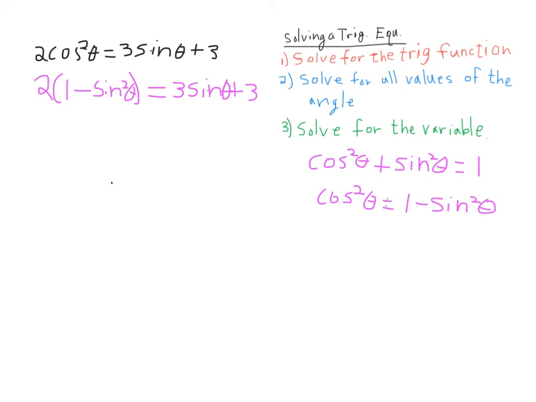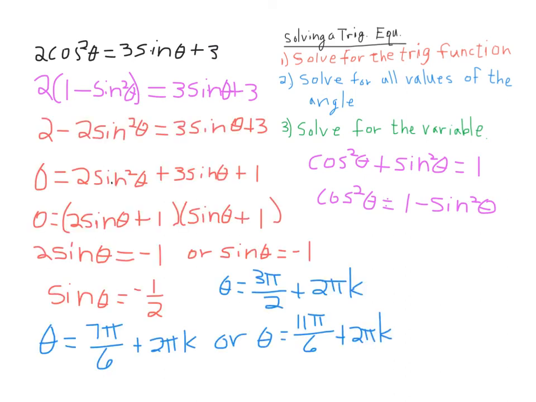All right, see if this is what you got. So hopefully you made it all the way through. I went to work. I first distributed that 2 and then went to work getting 0 on one side. It was factorable, and these will tend to be, of course, if you don't want to factor, you could use the quadratic formula, right, on the 2, the 3, and the 1, and end up with sine of theta equals -1/2 or sine of theta equals -1, as you can see.